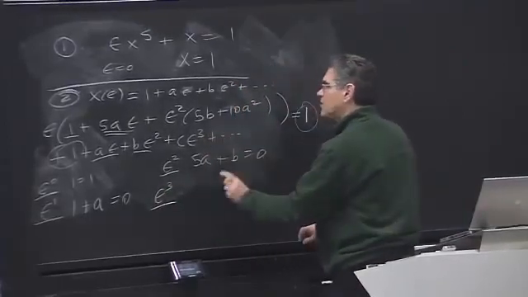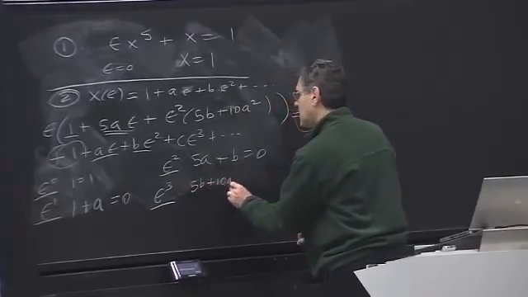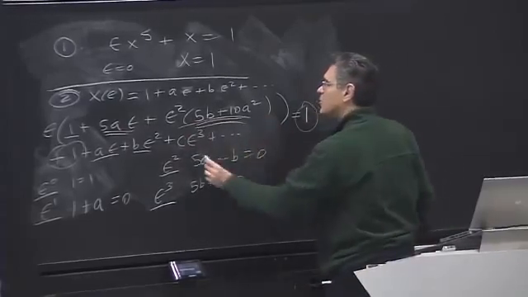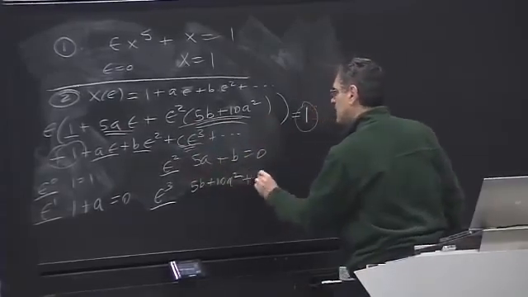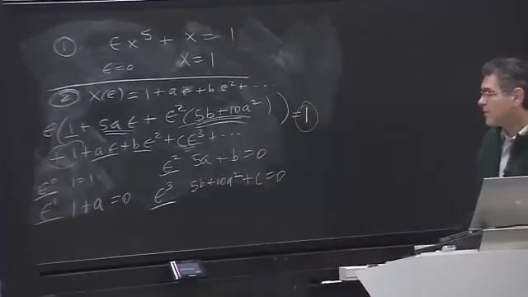Let's see. This says 5b plus 10a squared. Okay? So there's an epsilon cubed term. Here's 1. Plus c is equal to 0. And so here are the equations. They're pretty simple. So let's see.